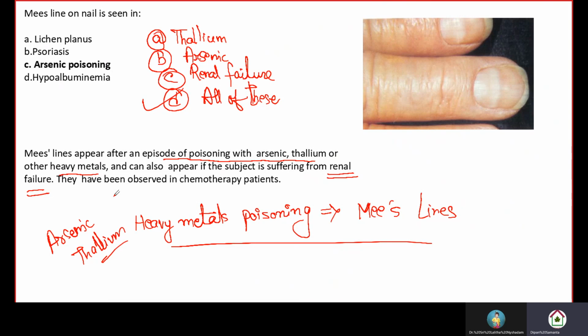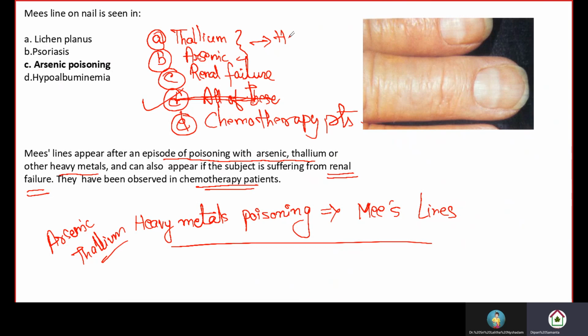But this set of options that are given here in the question: lichen planus, psoriasis, arsenic poisoning, and hypoalbuminemia. So the answer will be arsenic poisoning. Okay. And they have also been observed in chemotherapy patients. Number D, chemotherapy patients. Okay, so this is heavy metals poisoning. So thallium, arsenic, especially heavy metals poisoning, renal failure, chemotherapy patients.